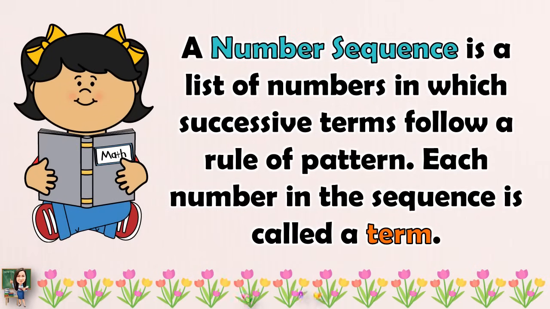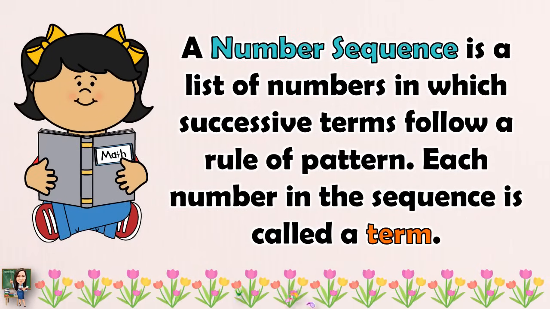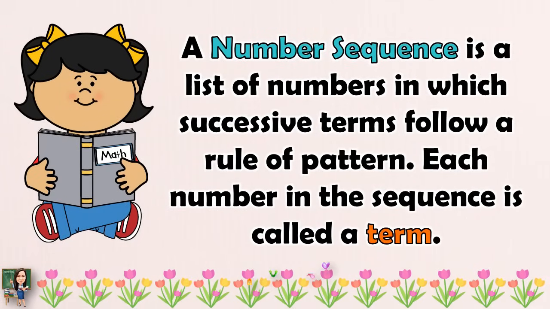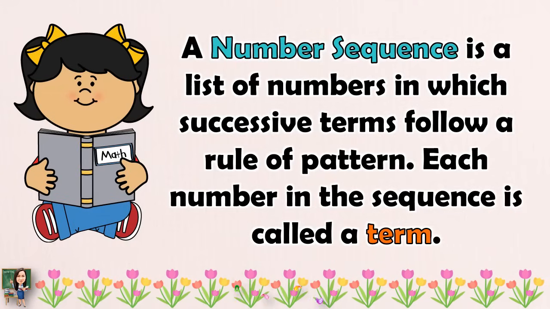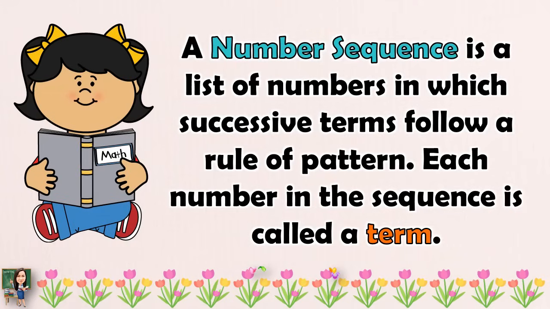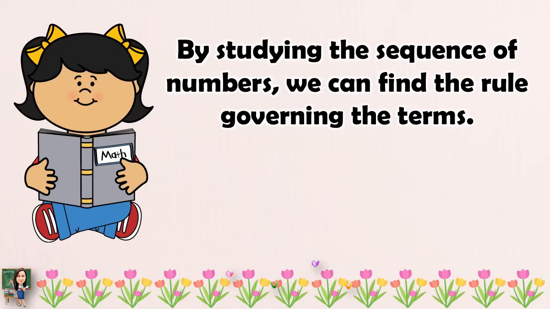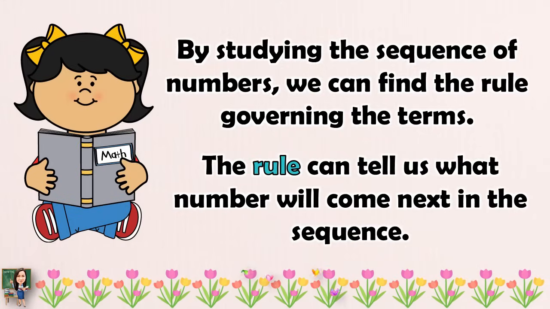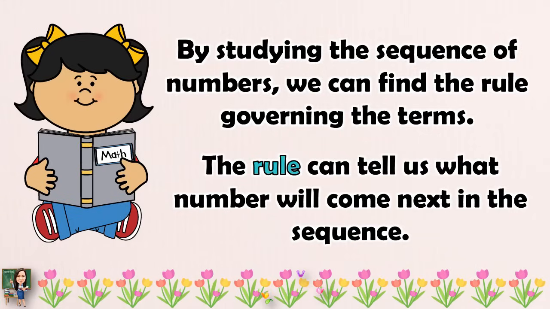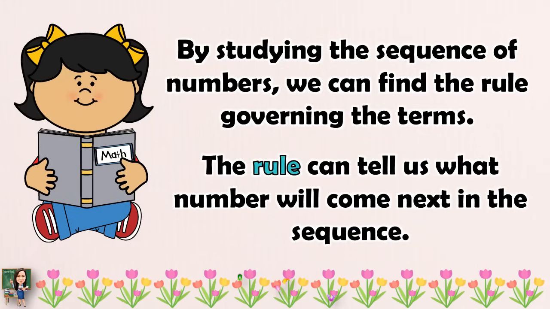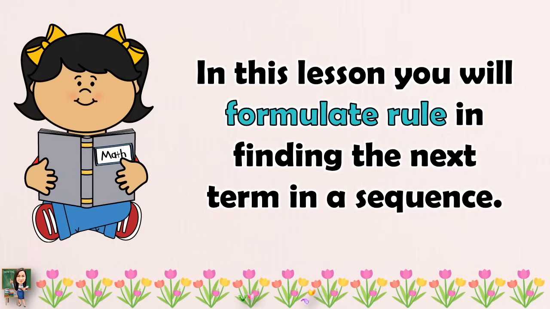A number sequence is a list of numbers in which successive terms follow a rule or pattern. Each number in the sequence is called a term. By studying the sequence of numbers, we can find the rule governing the terms. The rule can tell us what number will come next in the sequence. In this lesson, you will formulate the rule in finding the next term in a sequence.